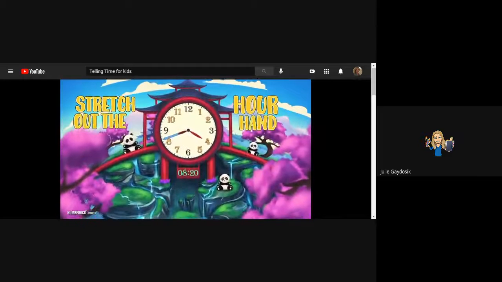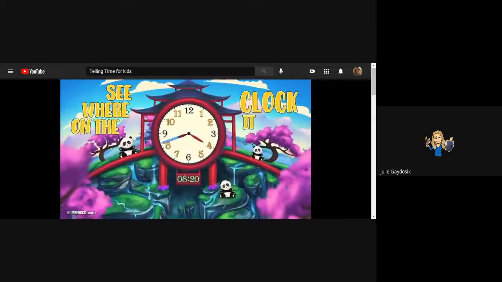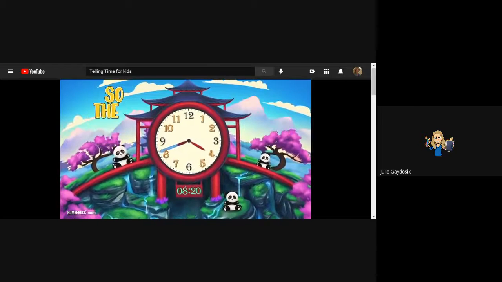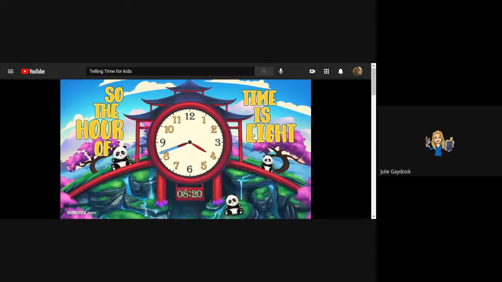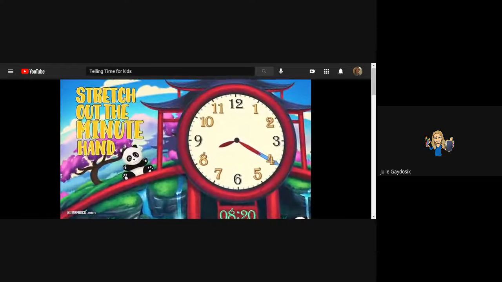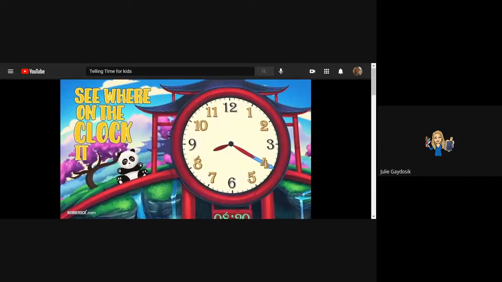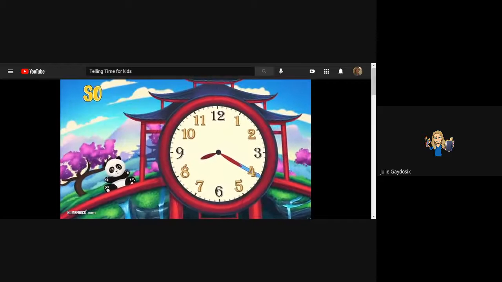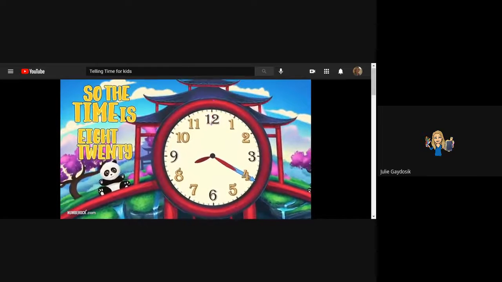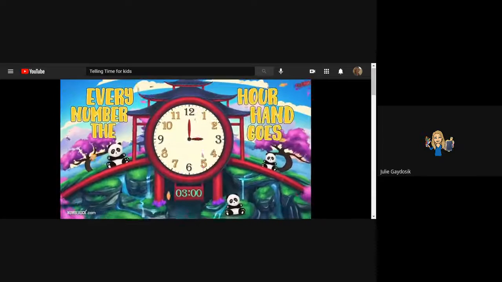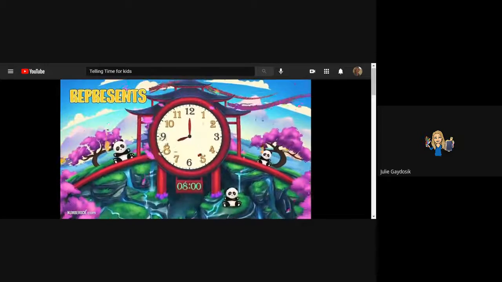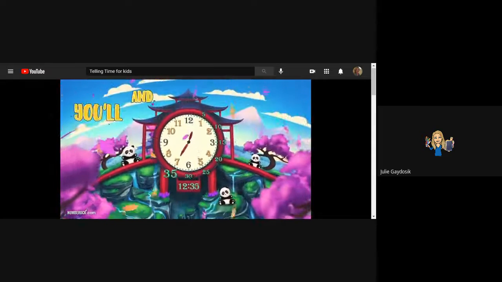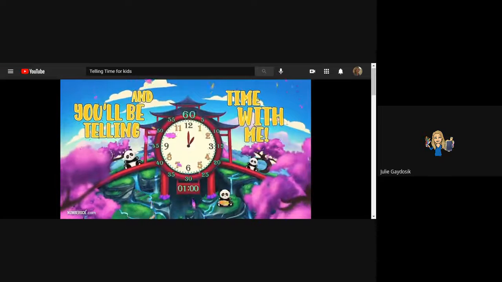Stretch out the hour hand, see where on the clock it lands. The hour hand lasts past the 8, so the hour of time is 8. Stretch out the minute hand, see where on the clock it lands. It points to 4 precisely, so the time is 8:20. Every number the hour hand goes by represents 1 hour of time. Count the minutes out of 60, and you'll be telling time with me.